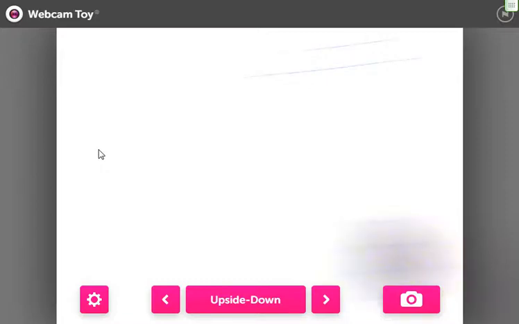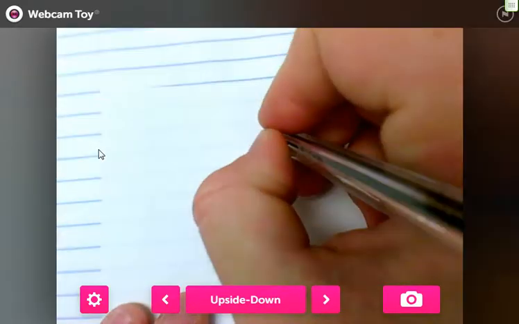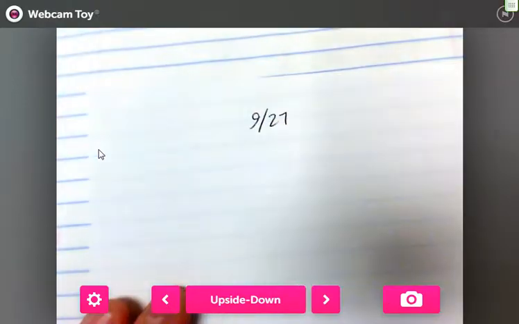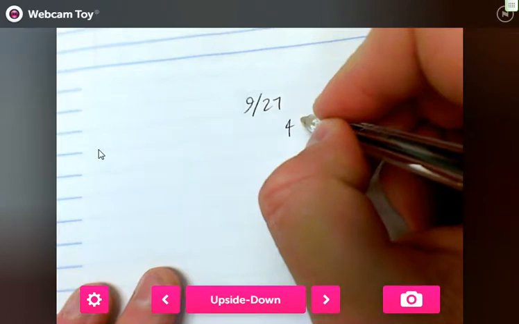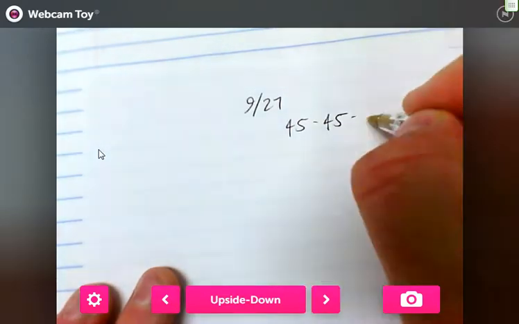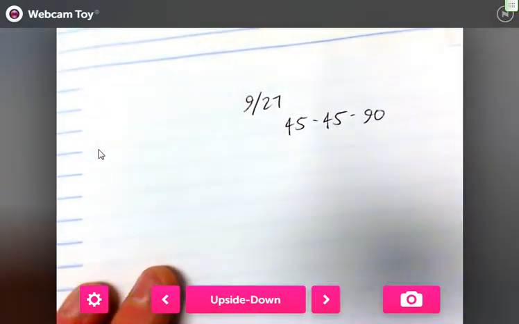Should date it. All right, quiet down, quiet down. Okay, so today is the 27th, right? So I'm going to label this 9/27. And what we're doing today is 45, 45, 90 triangles.